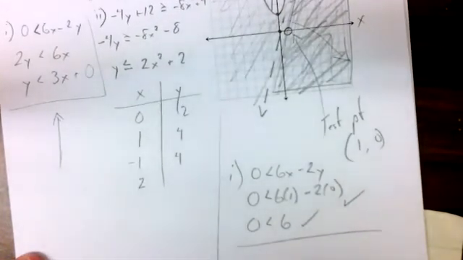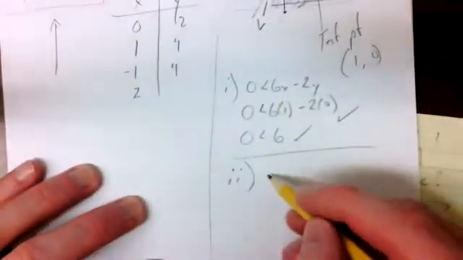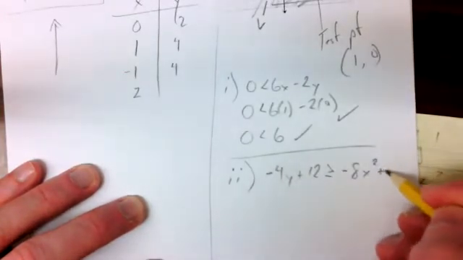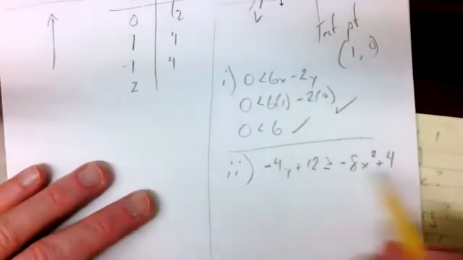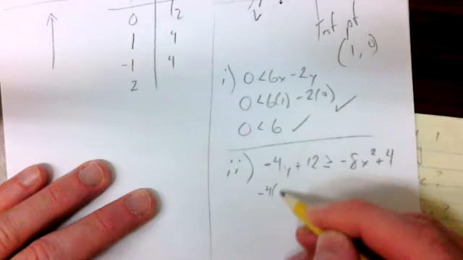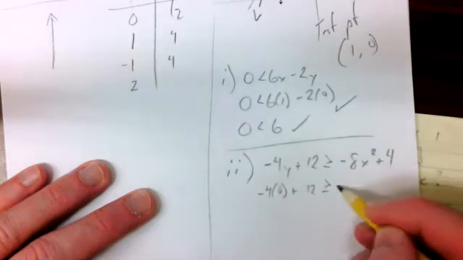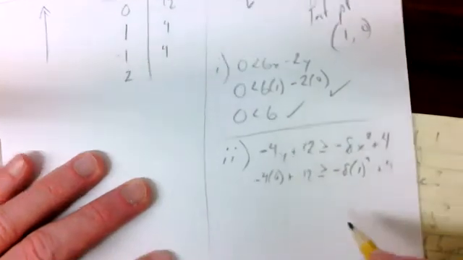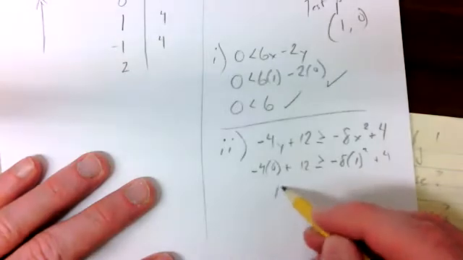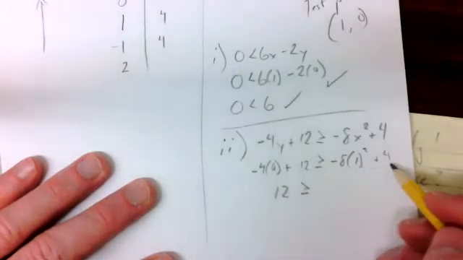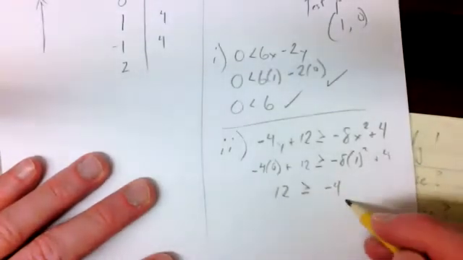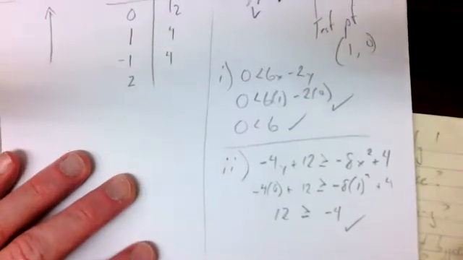So that makes sense. For the second one, make sure you guys can see what I'm doing. The original was -4y plus 12 greater than or equal to -8x squared plus 4. The y's are 0, the x's are 1. So this is -4 times 0 plus 12 greater than or equal to -8 times 1 squared plus 4. Let's simplify. So that's 0 plus 12, which is 12, greater than or equal to -8 plus 4 is -4. 12 is greater than or equal to -4, so it works out.